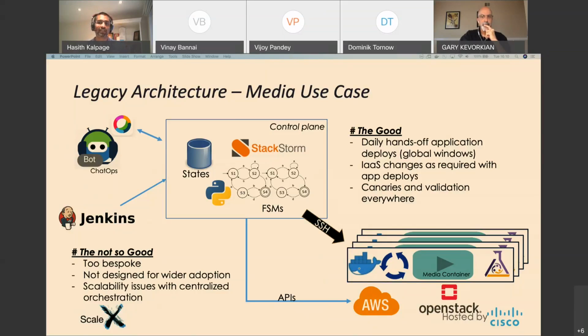certainly there were serious scalability problems when you look at scaling it beyond, having that centralized orchestration, and doing SSH connections to lots of nodes from one place is not the best idea. It's gonna have its limits.